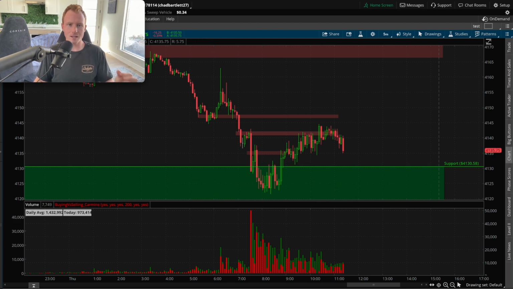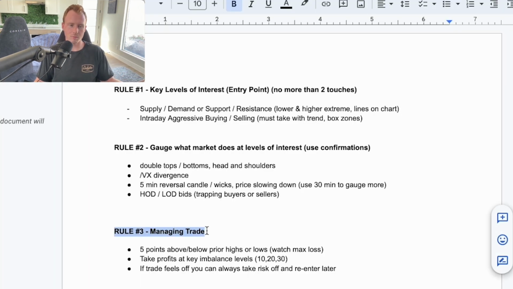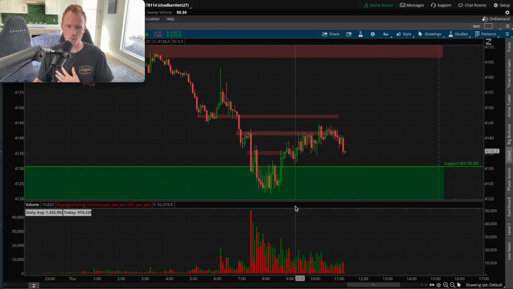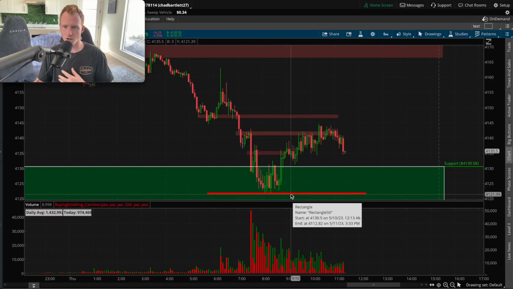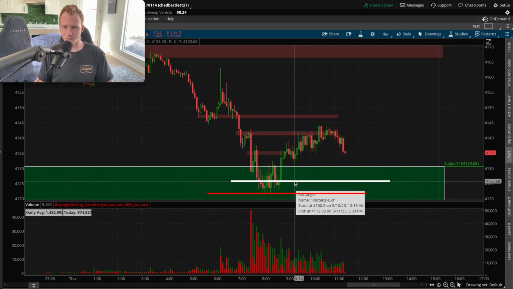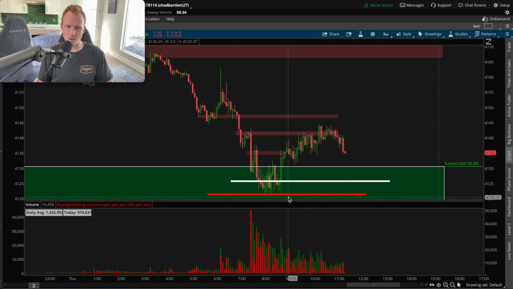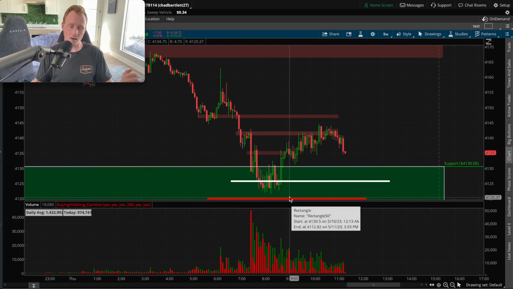And then the last rule I have, let's go to rule number 3, is actually managing the trade, right? So once you actually establish your key levels of interest, you know whether to get in the trade or not from your confirmations. Rule number 3 is actually managing the trade. So for me, right, the first thing is where are you going to put your stop loss? I usually do 5 points above or below. So for example, the low here was around 41.21. So since I got in at 26, I waited for that confirmation. I had my stop just below 20. So that was basically my risk.